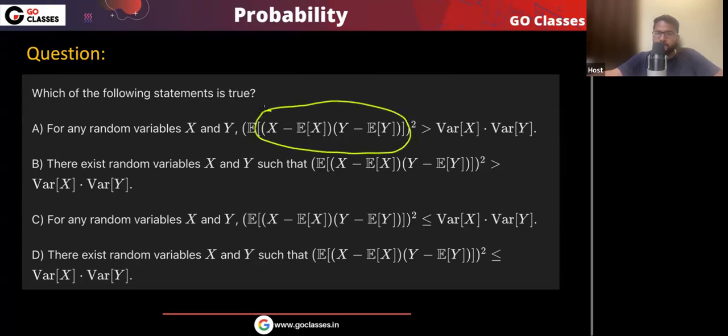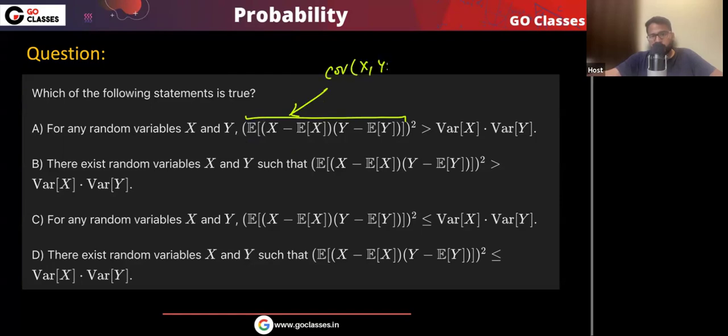What is this quantity? This whole thing, including this expectation. This particular quantity without the square, I can say it is the covariance. This is the covariance of x comma y. Now what they're saying is the covariance square should be greater than the variance of x into variance of y. What do you think?